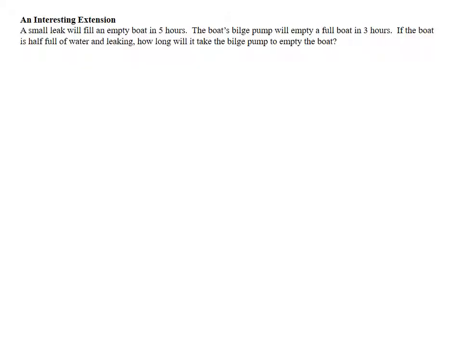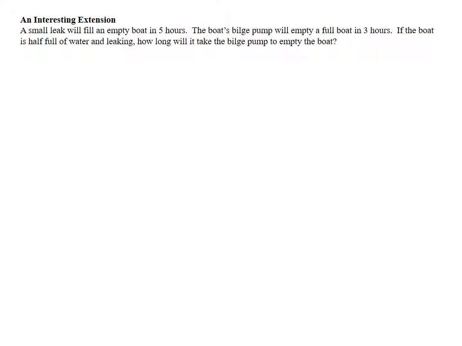The work rate formula can also be used when you have two objects or people working against each other. Here's an interesting example. A small leak, say, will fill an empty boat in 5 hours. What I mean by that is that it's a leak in the bottom of the boat and the boat is slowly filling with water. So what I'm saying here is that the leak is going to fill the empty boat in 5 hours. Now, of course, this is not something you want.